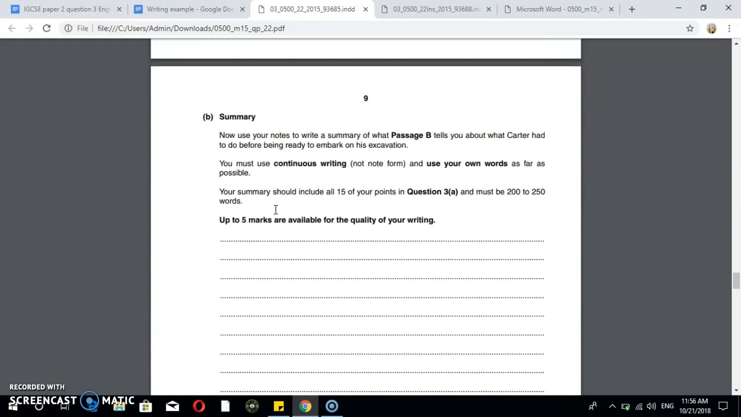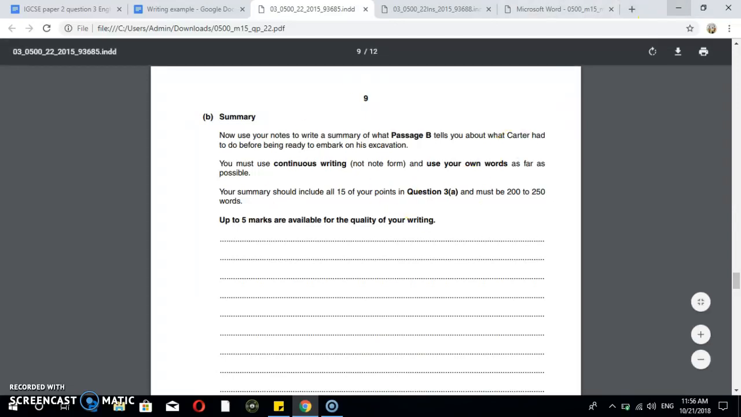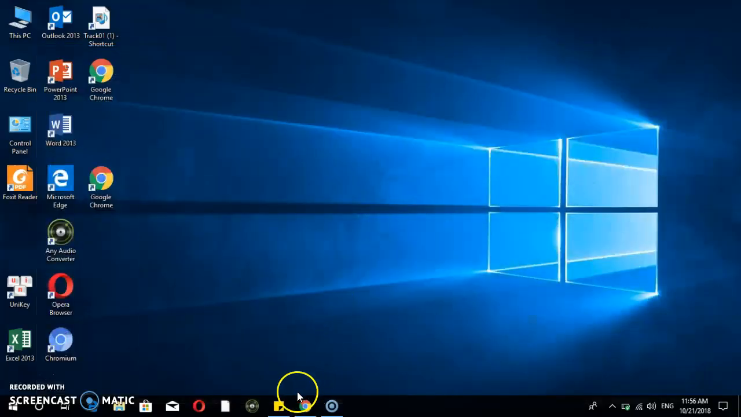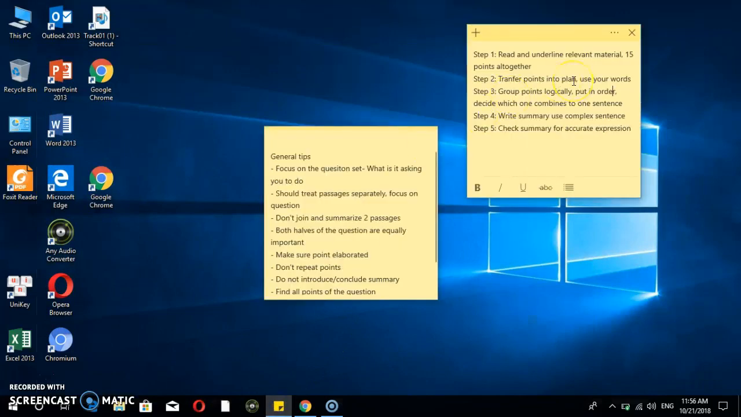Next up, you're going to use your own words and summarize passage B in 200 to 250 words. So you have to keep in mind that thing. Alright, so having done that, now we're going to go through the steps on how we're going to finish this question. So, step 1, we have to read and underline relevant material, 15 points altogether.